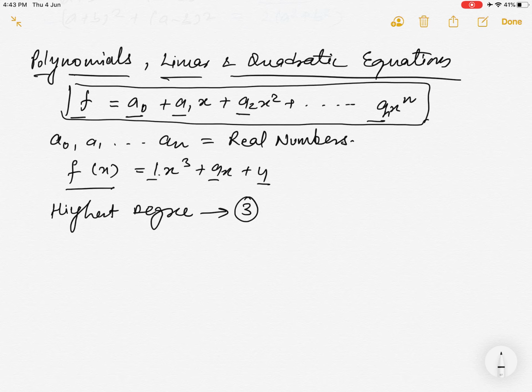So the highest degree on which it depends is 3, right? How do you measure the highest degree of the polynomial? You'll see the independent variable, which is x, and the maximum power to which it is raised. And this is the highest degree of polynomial you will have.